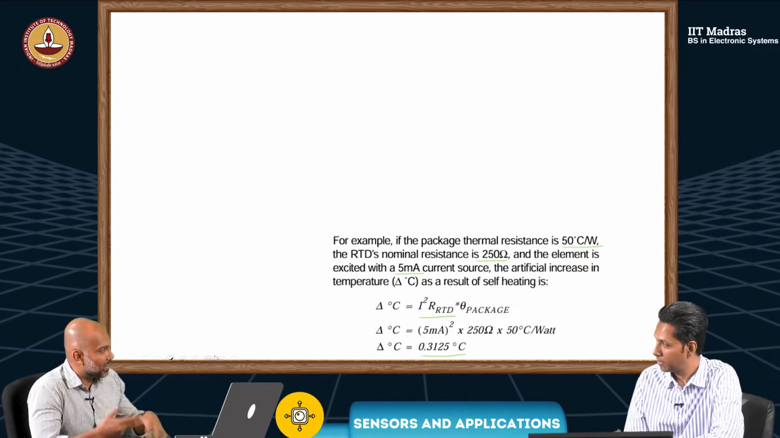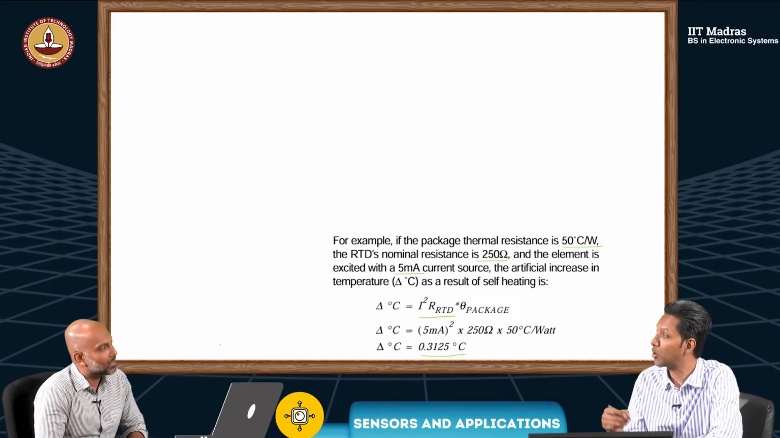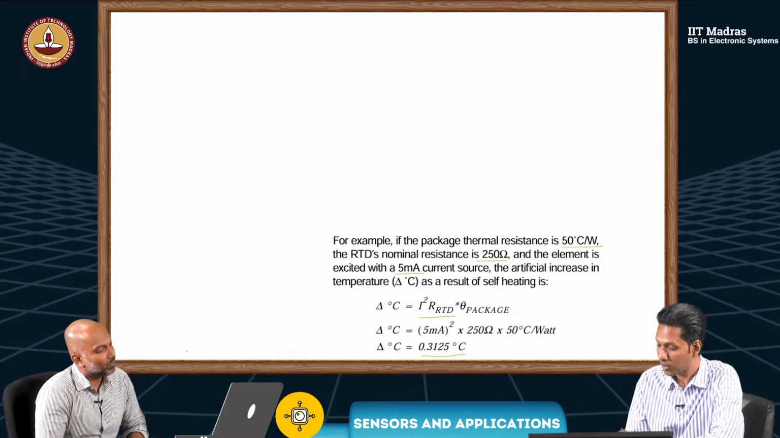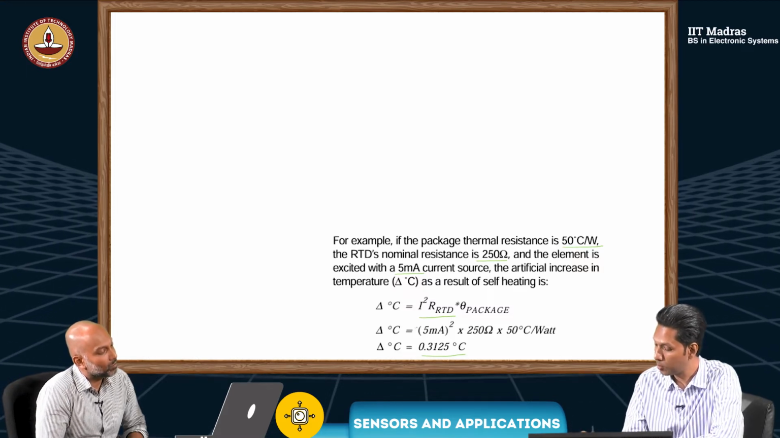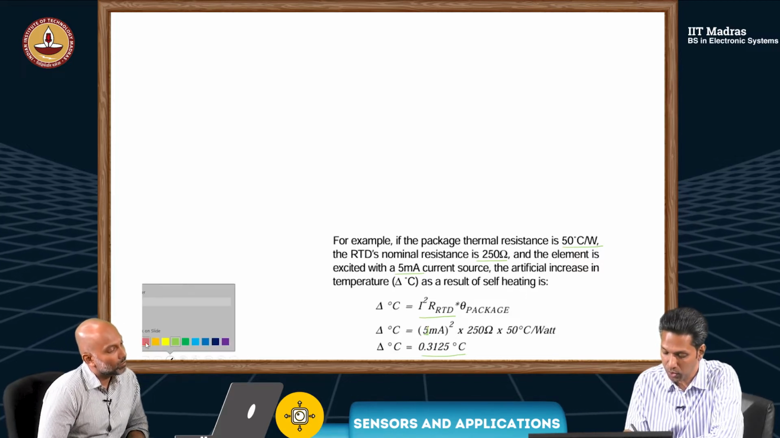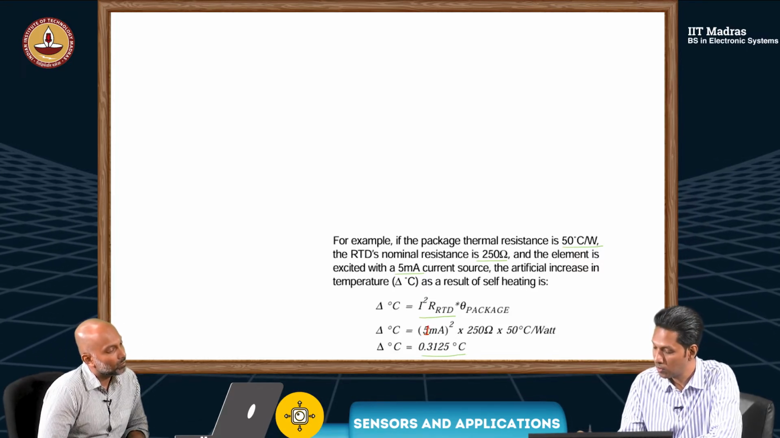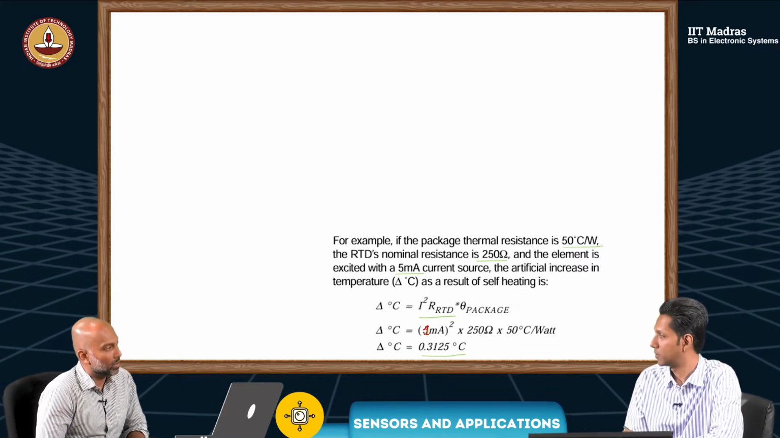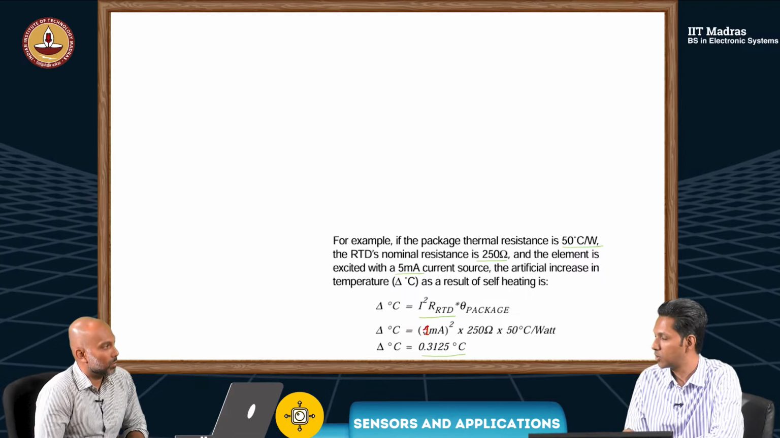This is the error, along with some other errors. Yes, this is one of the contributors. So now if you want to reduce this, maybe instead of 5 milliampere, I may choose to use 1 milliampere. It will be much less.